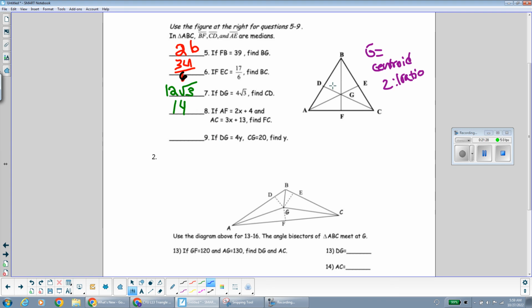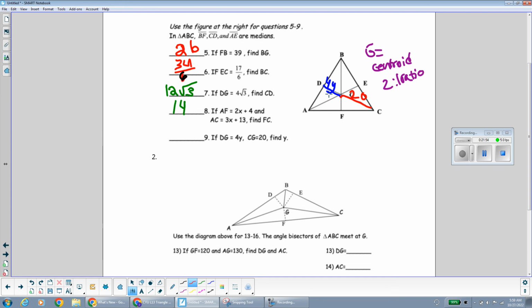If DG is 4y, CG is 20, find y. So the 20 is the 2 part of the ratio. It's the longer part of the median. And the 4y is the 1 part of the ratio. It's the shorter part of the median.